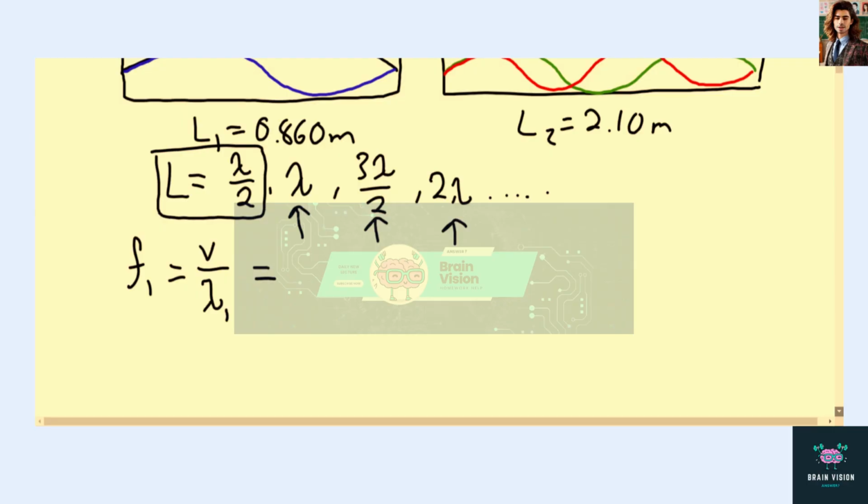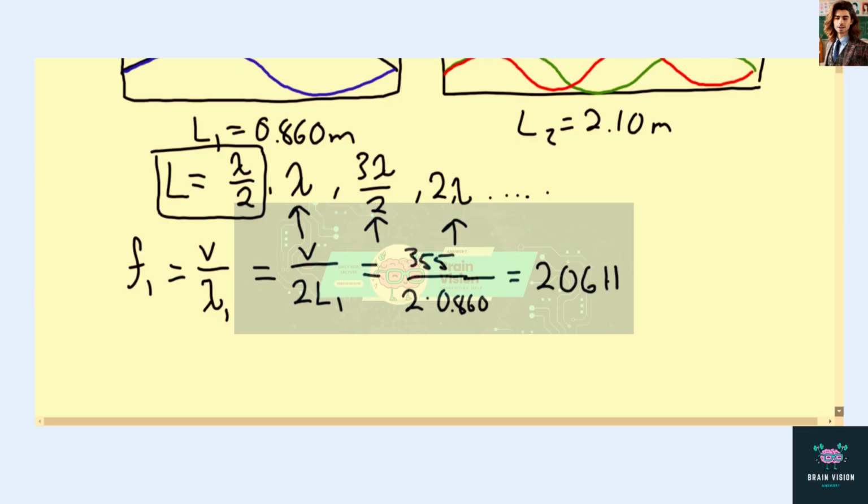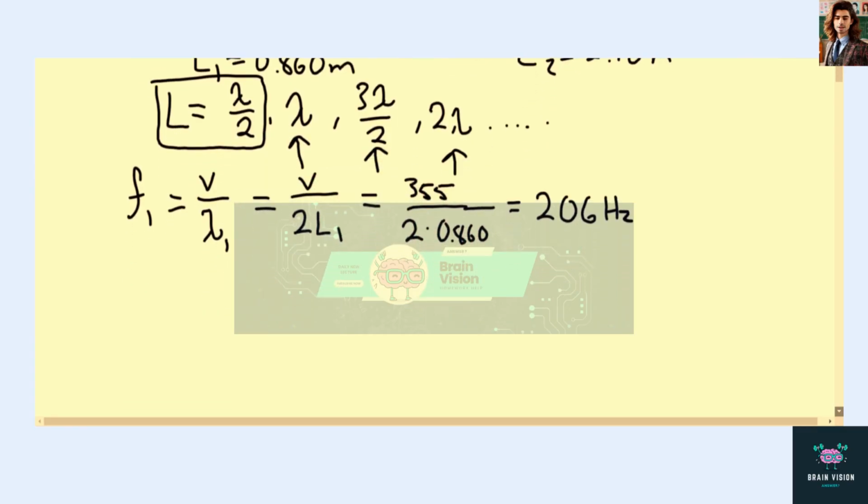Then we can substitute that into our formula. So the fundamental for the dimension of 86 centimeters is V divided by 2L1. Now we plug in values. V is 355 meters per second in this problem, a little different from normal, and that's divided by 2 times 0.860 meters. You plug that into your calculator, and you'll get that our fundamental in this direction is 206 hertz. So that is our first fundamental.